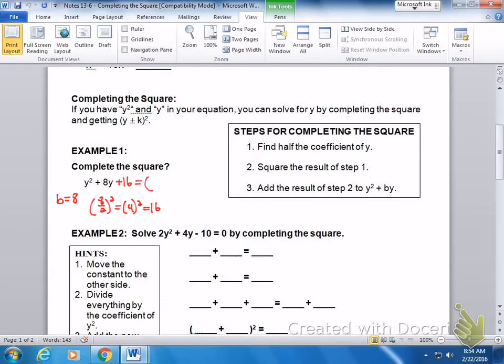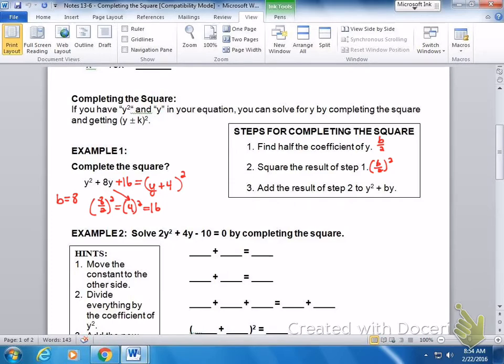Now I want to try to factor it real quick and see what happens. I know it's going to be in that form. I put my variable first, and then I take that b over 2, which is right there, and I've factored it. Over here there are some steps to do that. It says find half of the coefficient of y, which is our b value, so that's b over 2. Then you're going to square that. That's where we get the b over 2 squared. And then you're just going to add it to what you had originally.